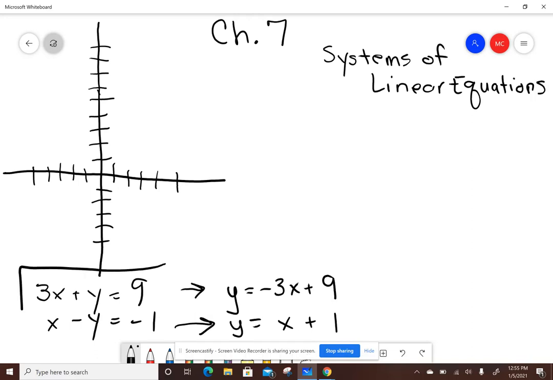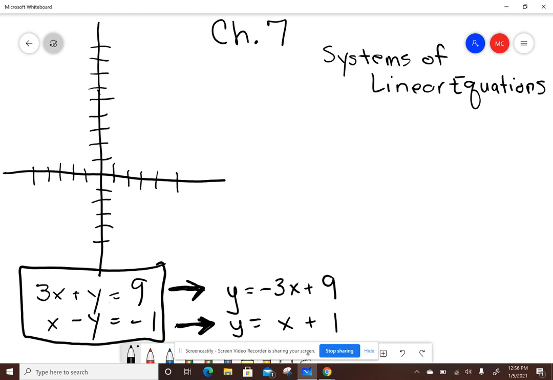So here, this is a system of linear equations because both equations have an x and a y, and together they form a system. Now, I'm going to graph my first equation, 3x plus y equals 9. I'm going to do that by first changing it into slope-intercept form. And then I'm going to graph the second equation, and I'm going to also put that in slope-intercept form. So I'm going to graph y equals negative 3x plus 9.